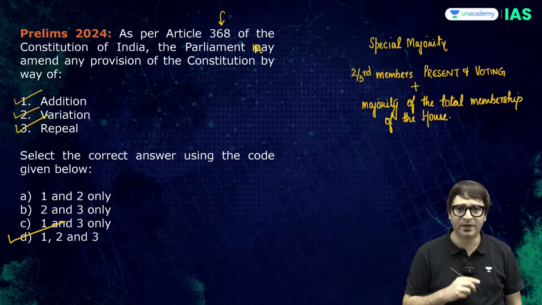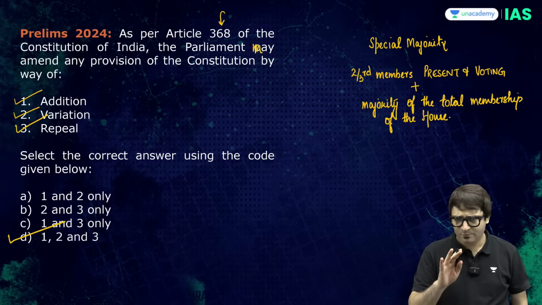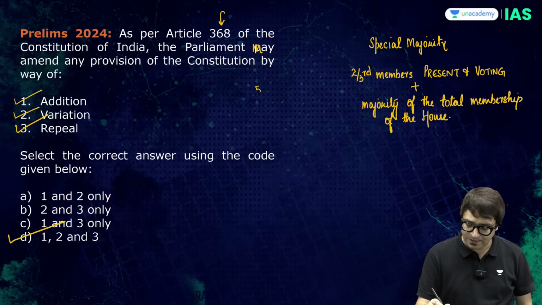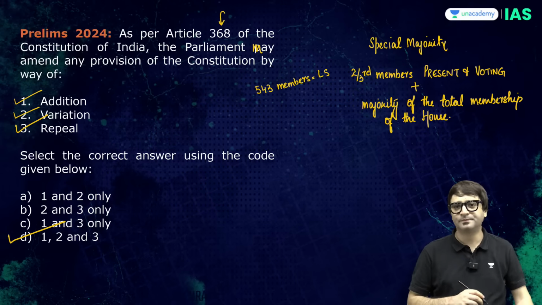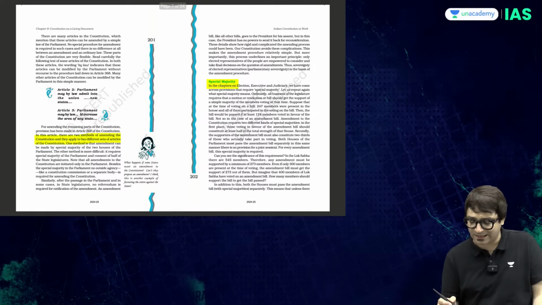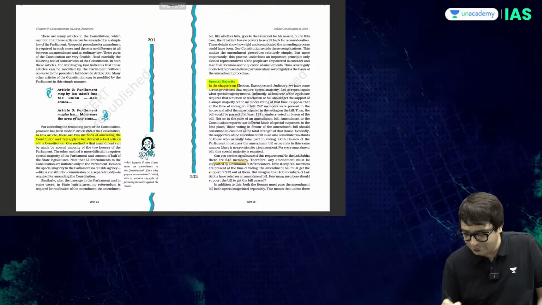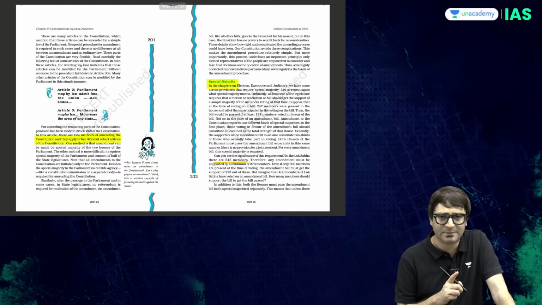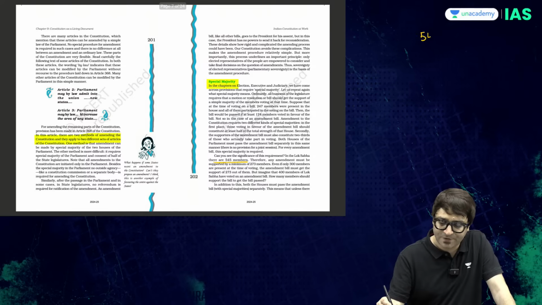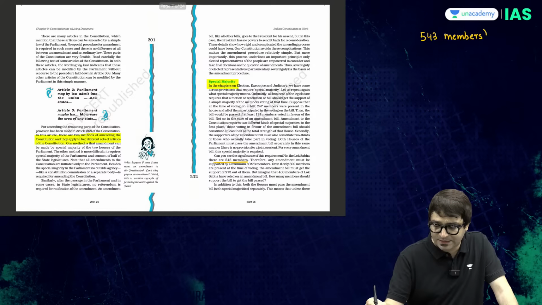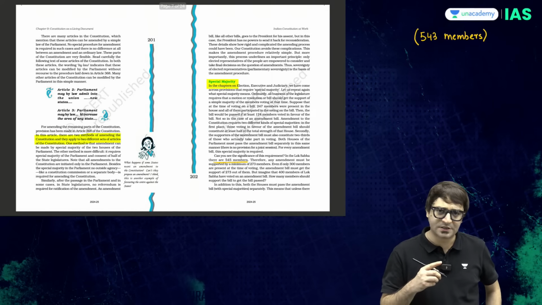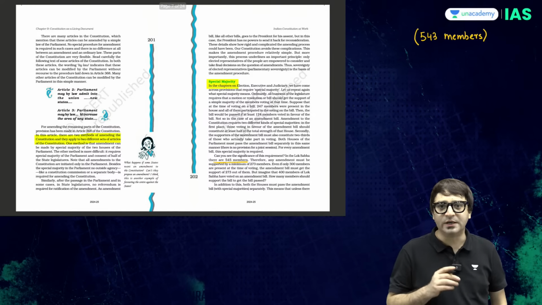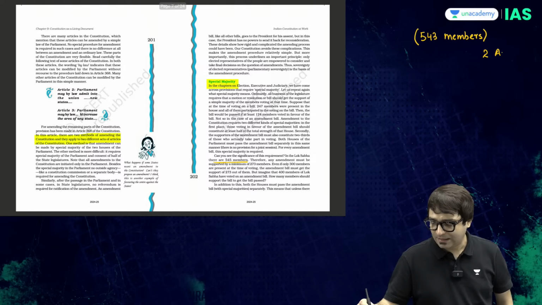Clear? Now listen to me carefully. For example, there are 543 members in Lok Sabha. Clear? This is where I need to make another correction here. In Lok Sabha, there are 545 members according to NCERT, but this is incorrect because there are 543 members, not 545. Sir, why does NCERT mention 545 then? Because NCERT has included 2 Anglo-Indians.